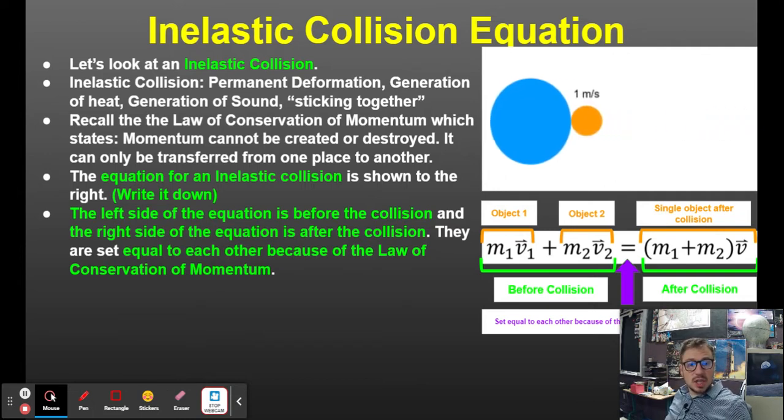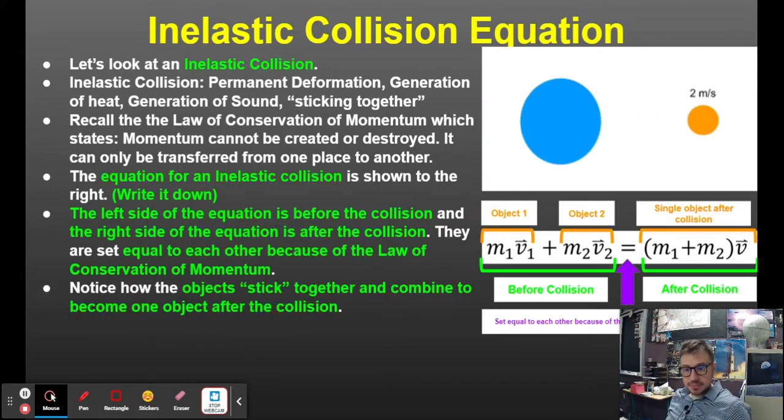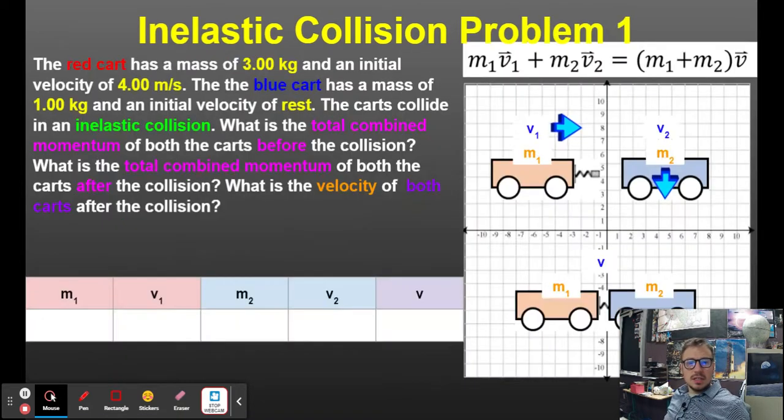So if we look at the right side of that equation, you'll notice that the masses are added together, and I only have one velocity because I only have one object. So let's take a look at an inelastic collision problem. The red cart has a mass of 3 kilograms, initial velocity of 4 meters per second. The blue cart has a mass of 1 kilogram and initial velocity of rest.